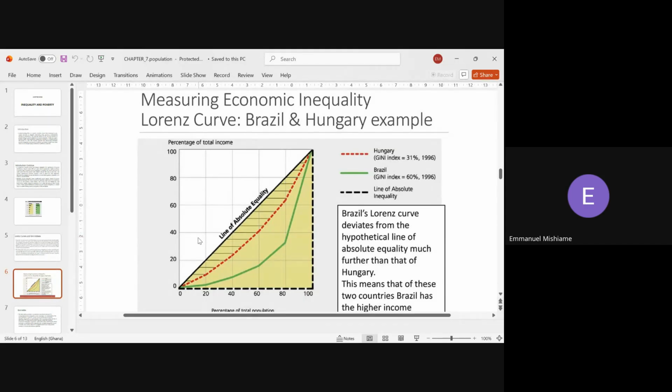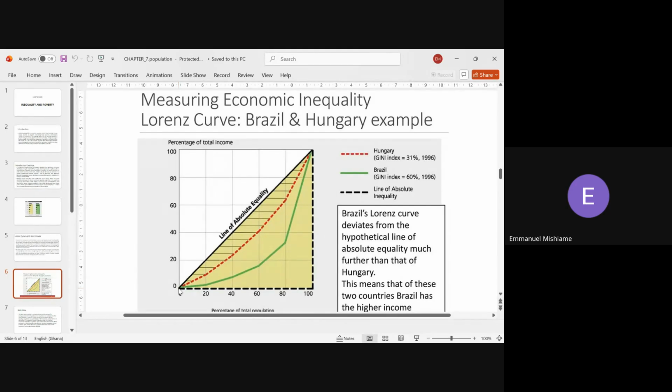Now, in a situation where there is a perfectly equal distribution of income, the line is straight, first of all, because it is a like for like distribution. Out of the population, the 20% who are very poor are earning 20% of the total income. 40 for 40, 60 for 60, 80 for 80, and then 100 for 100. That's the first thing that you should see.